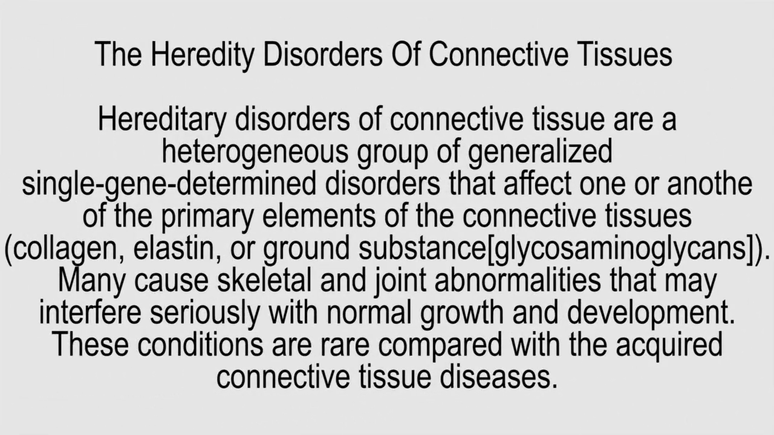Hereditary disorders of connective tissues. Hereditary disorders of connective tissue are a heterogeneous group of generalized single-gene determined disorders that affect one or another of the primary elements of the connective tissues: collagen, elastin, or ground substance glycosaminoglycans. Many cause skeletal and joint abnormalities that may interfere seriously with normal growth and development. These conditions are rare compared with the acquired connective tissue diseases.